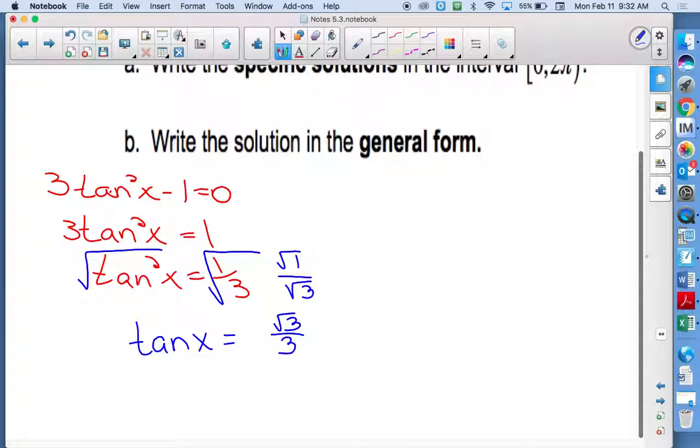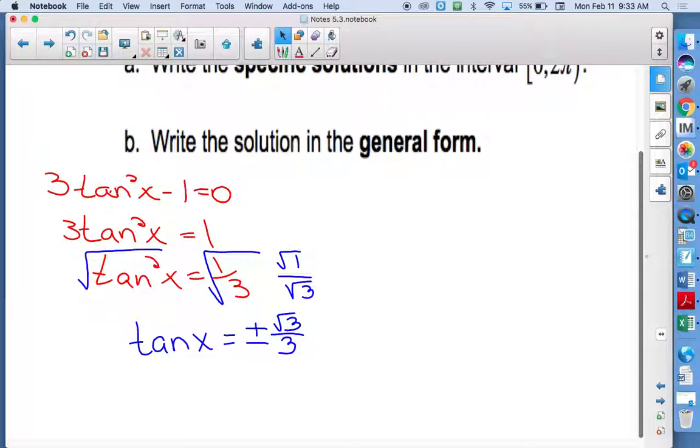So rationalize that. The square root of 1 is 1. The square root of 3 bumps to the numerator by multiplying by the radical square root of 3. Square root of 3 over 3. What's missing? Plus or minus. A plus or minus. Anytime you take the square root, don't forget to have the plus and the minus.